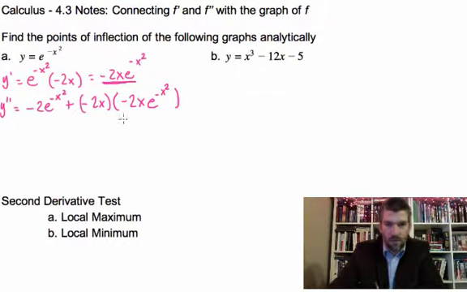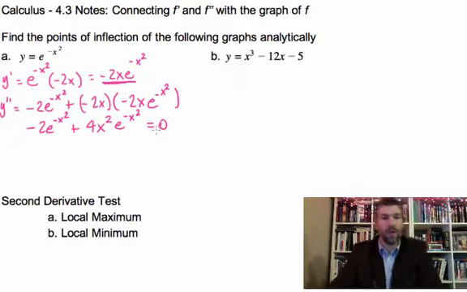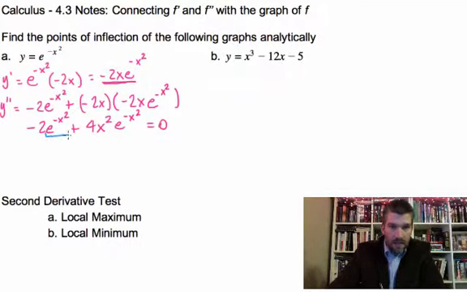All right, so let's clean this up just a little bit so we can sort through what's going on here. And this is negative 2 e to the negative x squared plus 4x squared e to the negative x squared, and we want to know where that equals 0. Well, looking at it this way is really tough. But if you'll notice, I have an e to the negative x squared right here and an e to the negative x squared right here, so I can factor that out. And when I do that, I end up with negative 2 plus 4x squared.